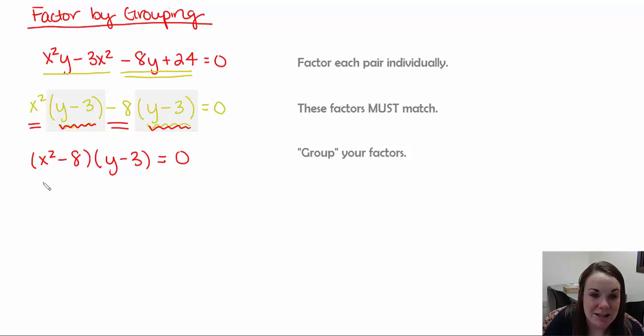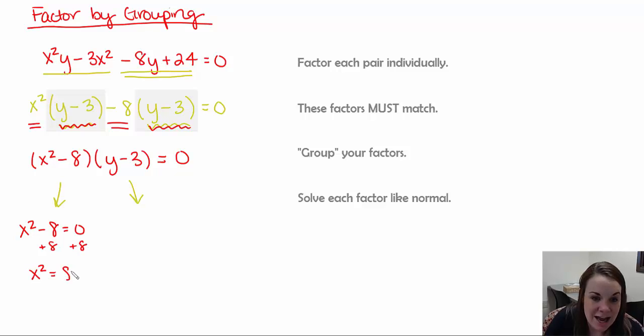What's really neat about this is from here, we can actually solve each factor individually. So I set both of them separately equal to 0, just like we would if we were factoring a normal way. I add 8 to both sides, I get x squared equals 8, and then when I take the square root, remember, I do have to add a plus or minus up here. So I end up with x equals plus or minus the square root of 8, which does then factor down or split into 2 times the square root of 2.